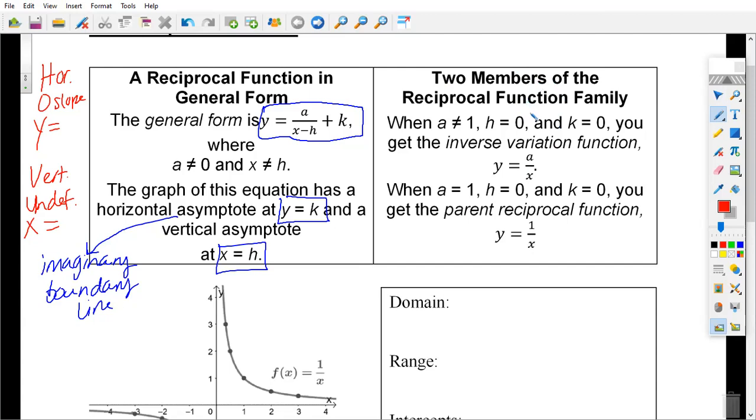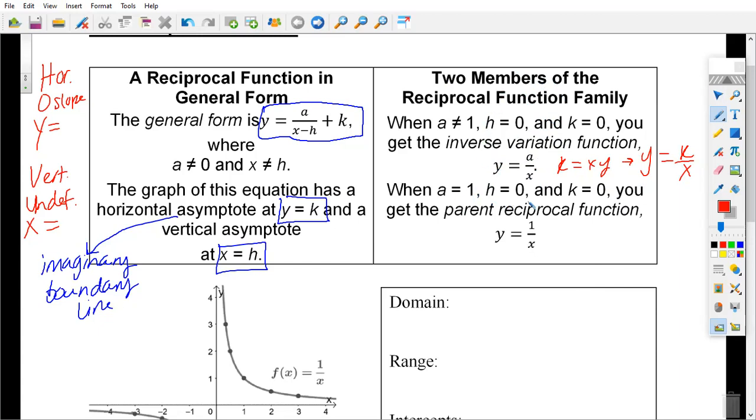So the two members of the reciprocal function family include our inverse variation function. Inverse variation, which we talked about yesterday, was y equals a over x. Yesterday we did it in terms of k equals x times y, and then it became y equals k divided by x. Do you remember that? Okay, that's our inverse variation function. The difference here is that they just used an a as your k.